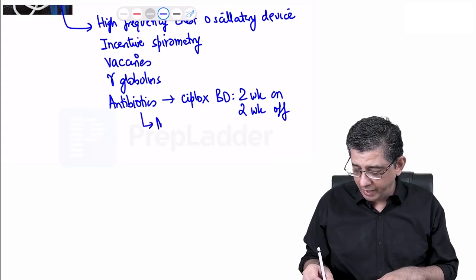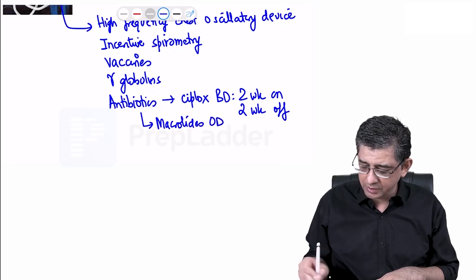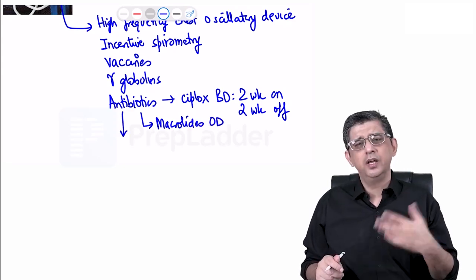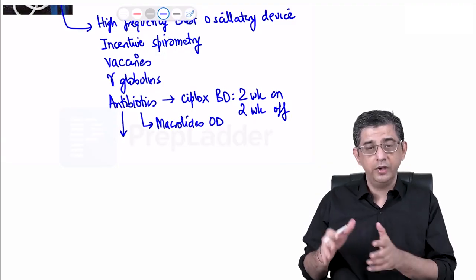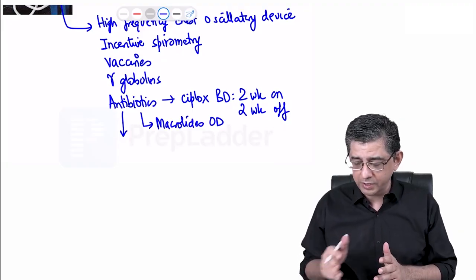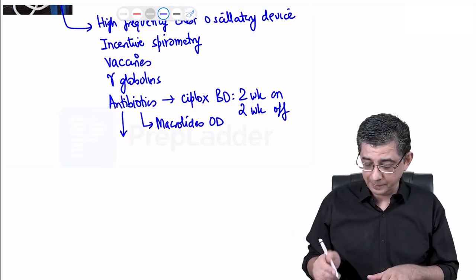We can also use macrolides on a daily basis, but there is obviously a practical issue. If you tell somebody to take an antibiotic daily, he or she may not be very comfortable, in contrast to when you give it on an intermittent basis. And obviously daily use can also promote the development of resistance.